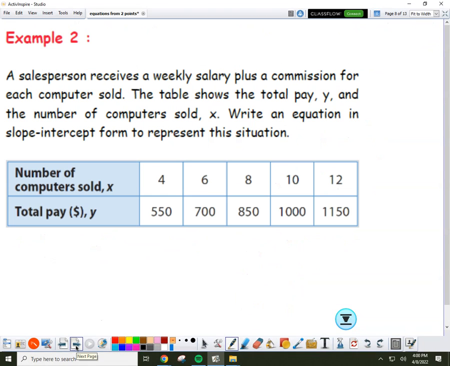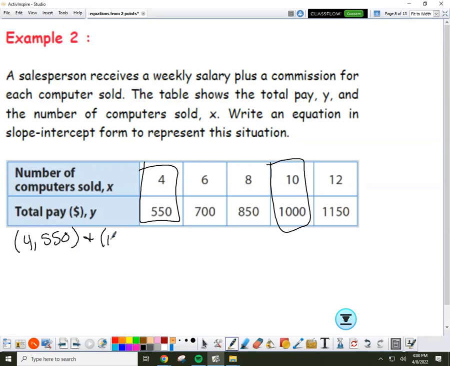Next. Example number 2. A salesperson receives a weekly salary plus commission for each computer sold. The table shows the total pay, which is y, and the number of computers sold, which is x. Write an equation in slope-intercept form to represent the situation. Okay, so we have 1, 2, 3, 4, 5 different points again. You can pick any 2 you want. I'll pick this first one, and we'll pick a different one. We'll pick that one. So I'm picking the ordered pair 4 and 550 and 10 and 1000.